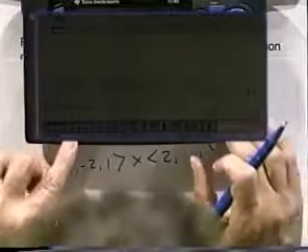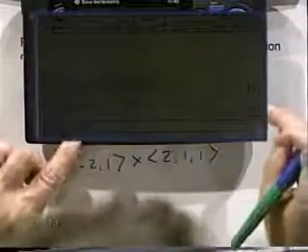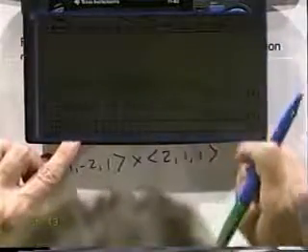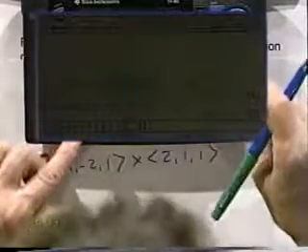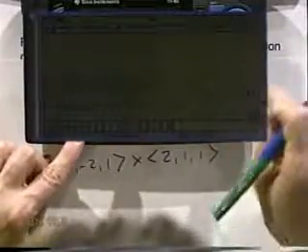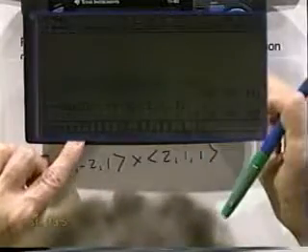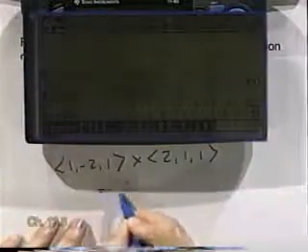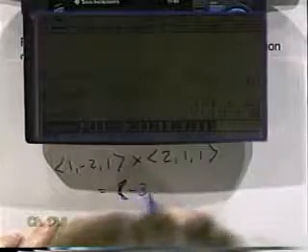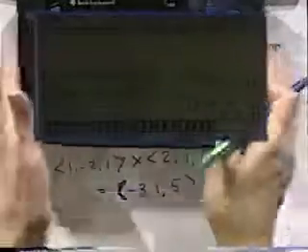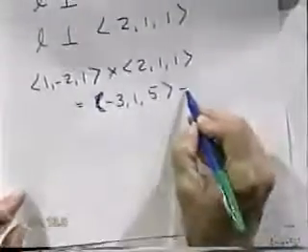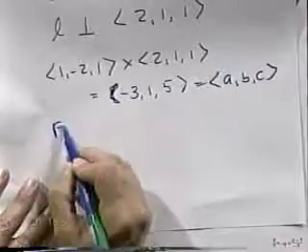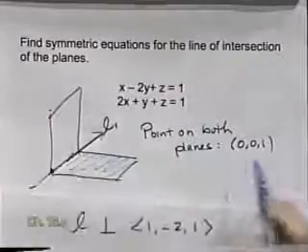Turn it on. I'm going to go second catalog. I've got cross product right down there already, so I'll just hit enter. Okay, bracket 1, comma, negative 2, comma, 1, close bracket, comma, bracket 2, comma, 1, comma, 1, close bracket, and you tell me what it says. Negative 3, 1, 5. Okay, so now I have my ABC, which is my vector parallel to the line, and my point on the line was, you helped me and said, 0, 0, 1.